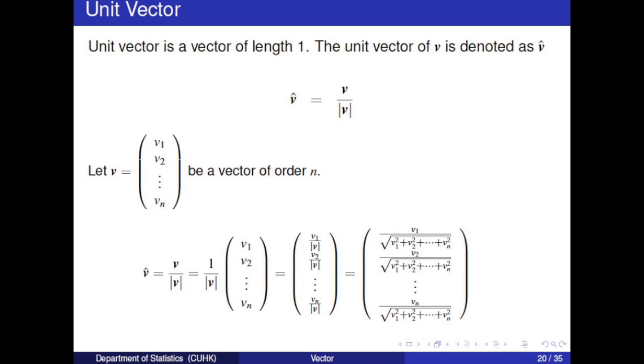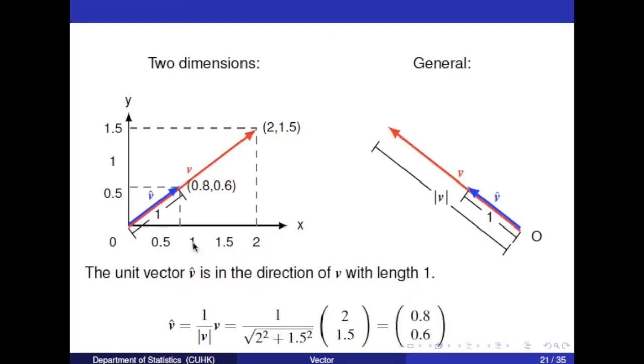For example, let V be a vector of order n, with elements v1, v2 to vn. Then the unit vector of V can be found by using the formula. The steps are shown on the bottom. Graphically, the starting points of V and hat V are the same. The directions of them are also the same. The length of unit vector of V is 1. We can find the unit vector of V by using the formula on the previous page. The calculation is shown below.